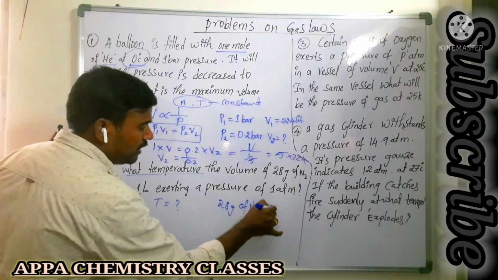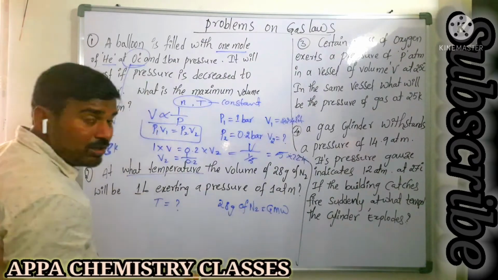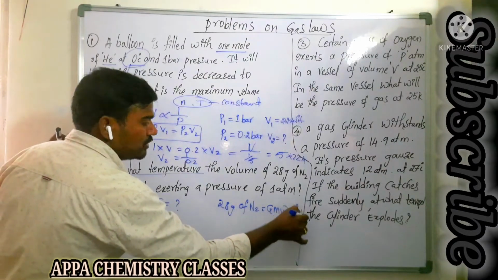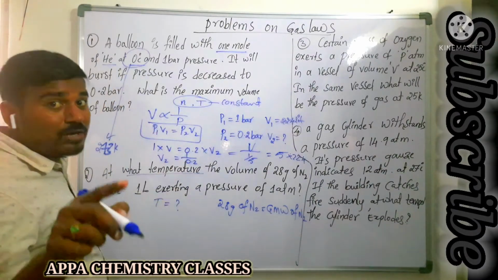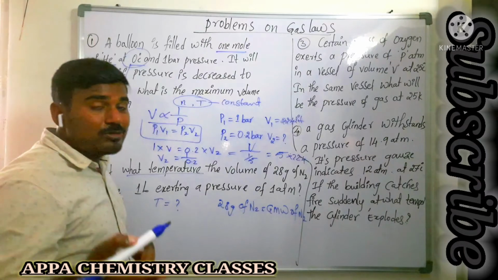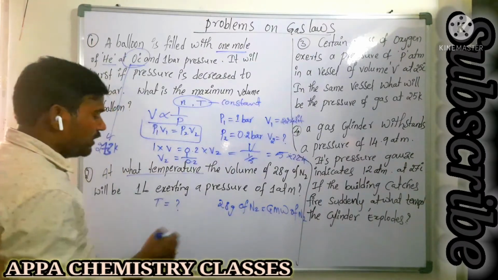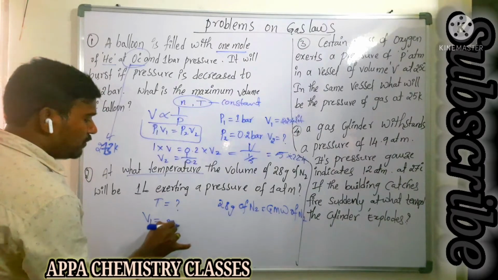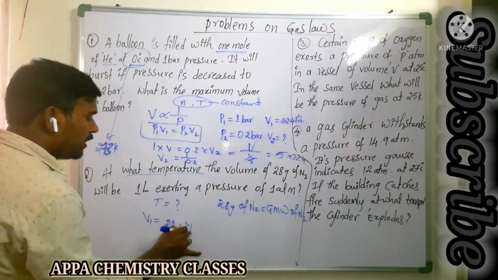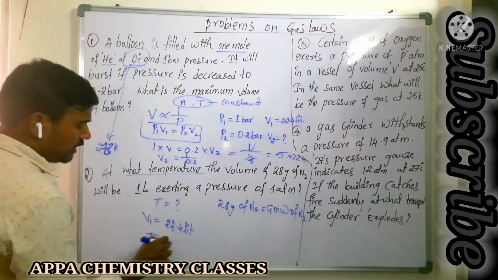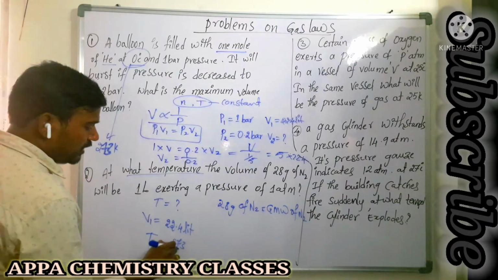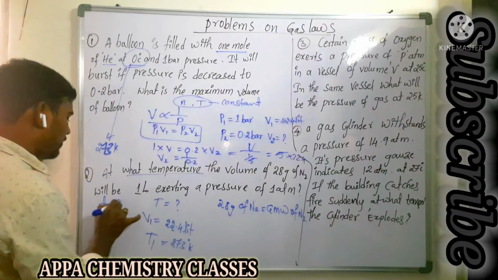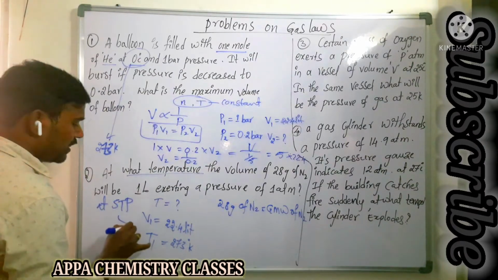It is a gram molecular weight, which is nothing but the gram molecular weight of nitrogen. Any gram molecular weight of a gas will occupy how much volume? 22.4 liter. So its initial volume is 22.4 liter, and its initial temperature is 273 degree Kelvin. That is at STP condition. At STP condition, these are the values.